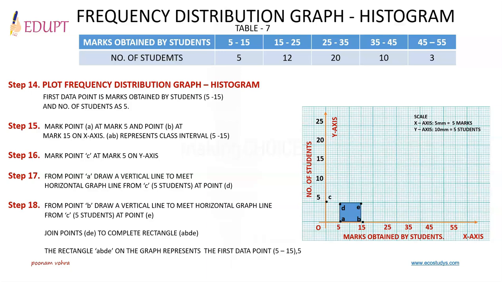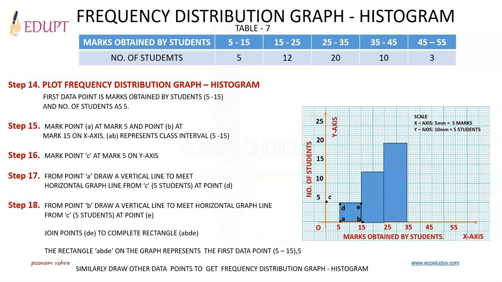So join these points D, E to complete the rectangle A, B, E and D. This rectangle represents first data point representing class interval of 5 to 15 with number of students as 5. On the same basis, you can make other bars and complete the histogram. And that is how one gets a histogram when the class intervals given are in inclusive series.